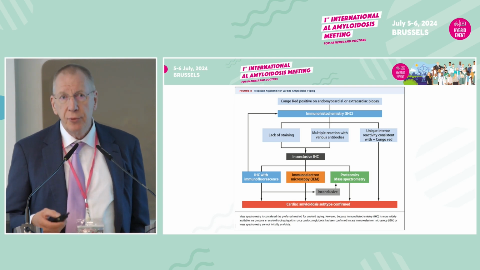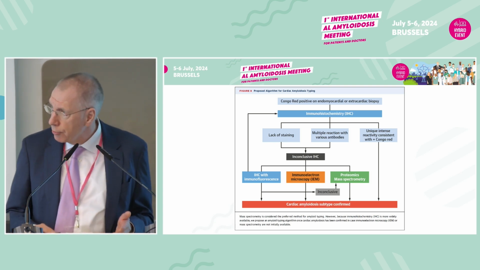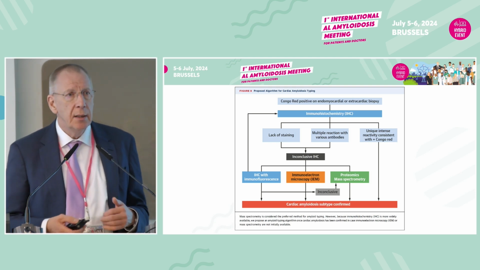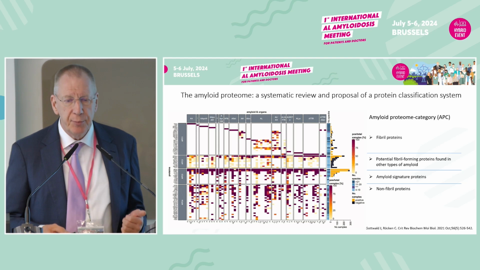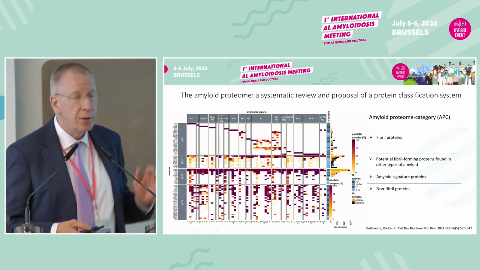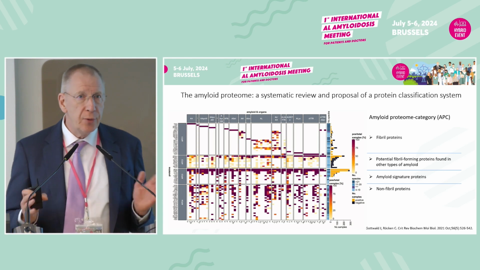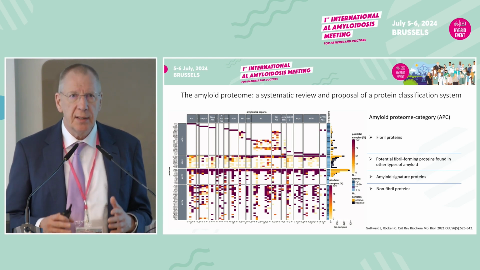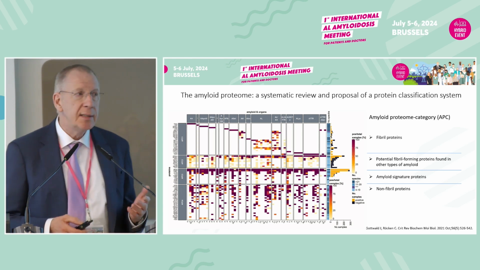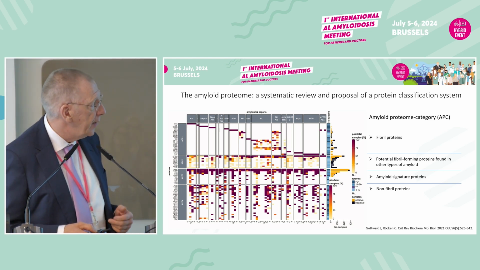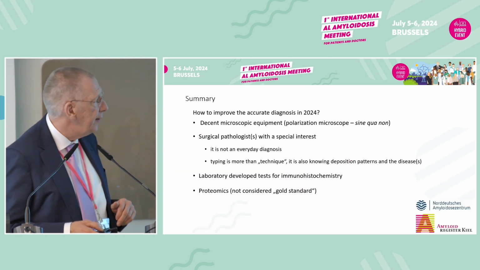And why proteomics? You can find rare types with proteomics, that's true. Unknown types. But the amyloid protein is not only the fiber protein. We reviewed all the literature on proteomics on amyloid, so deciphering all the proteins present in an amyloid deposit, and it's a Gemisch, a mixture of proteins, and you need to be aware of that. Sometimes it may be very tricky, even with proteomics, to classify amyloid.